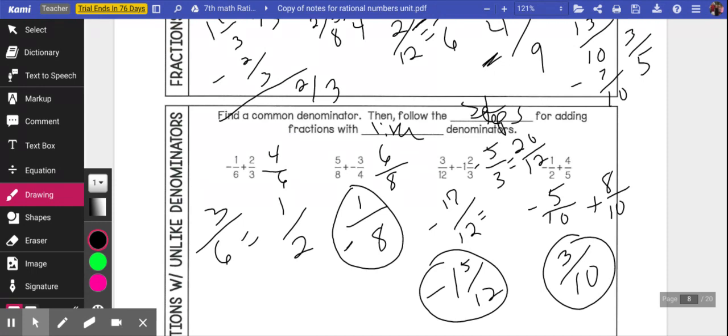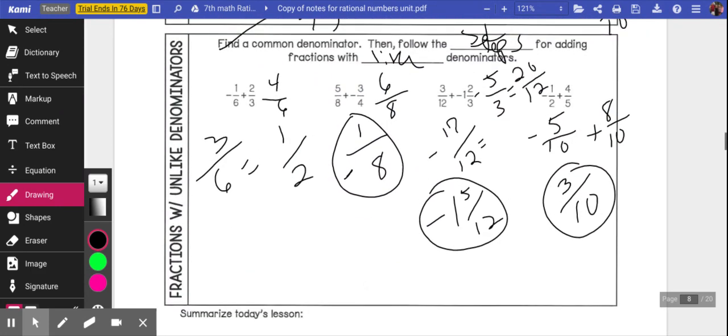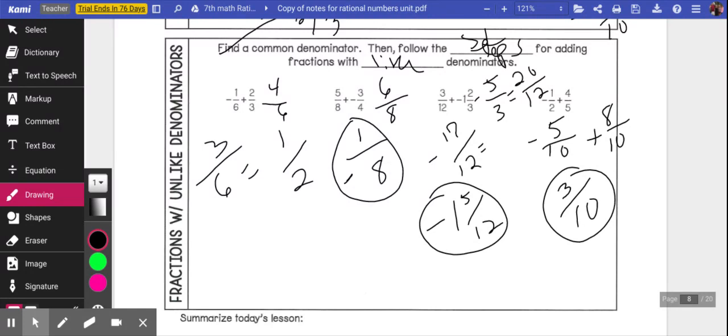This one, the last one, I turned them both out of 10 and then subtracted and took the sign of the bigger number. Okay, I know that was a lot, but that is all of adding with any kind of number that could be positive or negative mixed together in any form, decimals, fractions, anything.